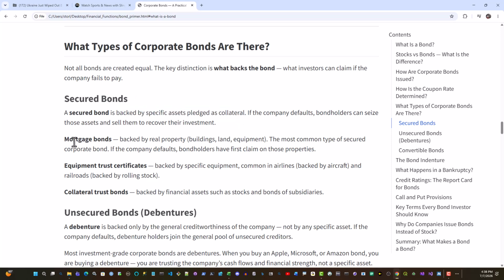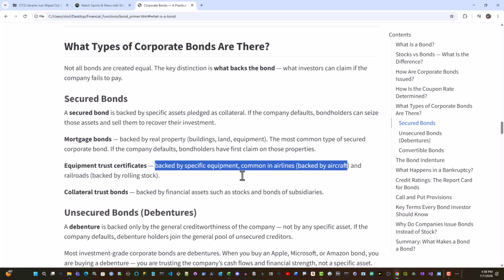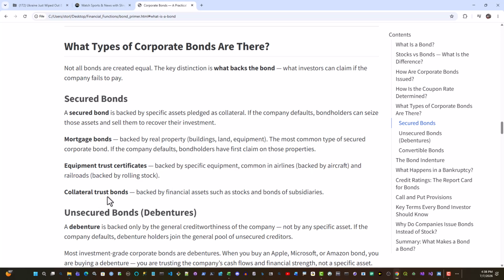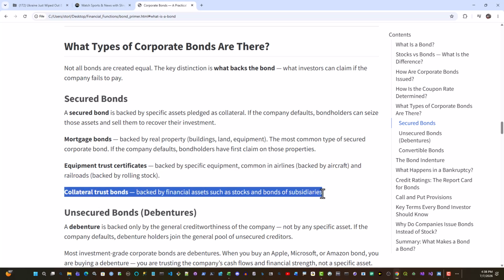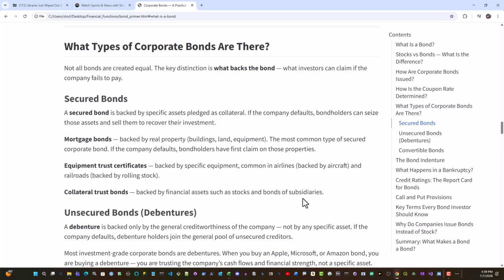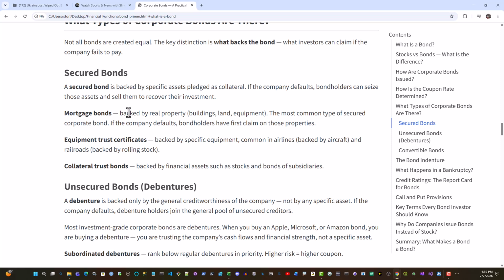And the mortgage bonds are backed by real property, like buildings, land, and equipment. This is the most common type of secured corporate bonds. You can also have equipment trust certificates that are backed by specific equipment, like in airlines, you have aircraft. And there's also collateral trust bonds that are backed by financial assets such as stocks and bonds of subsidiaries. So these are kind of secured bonds.